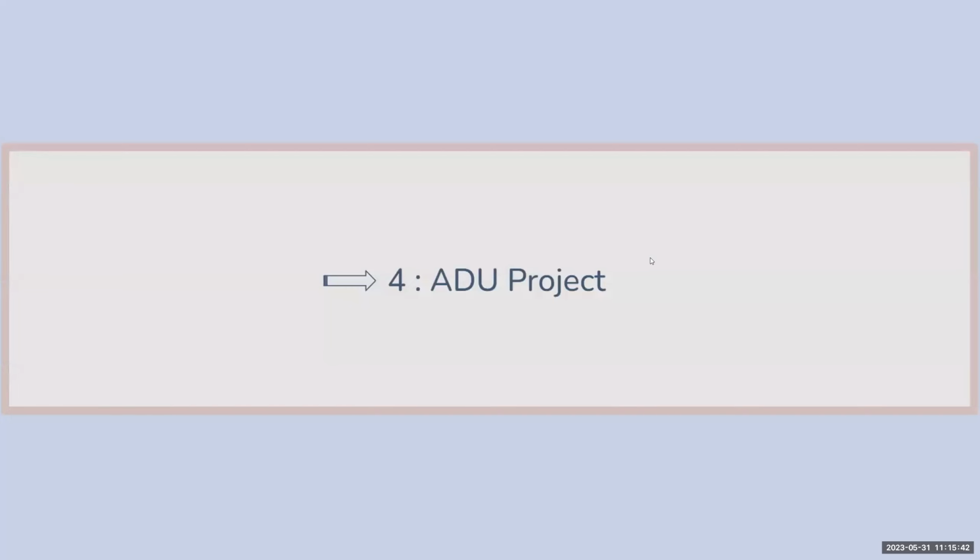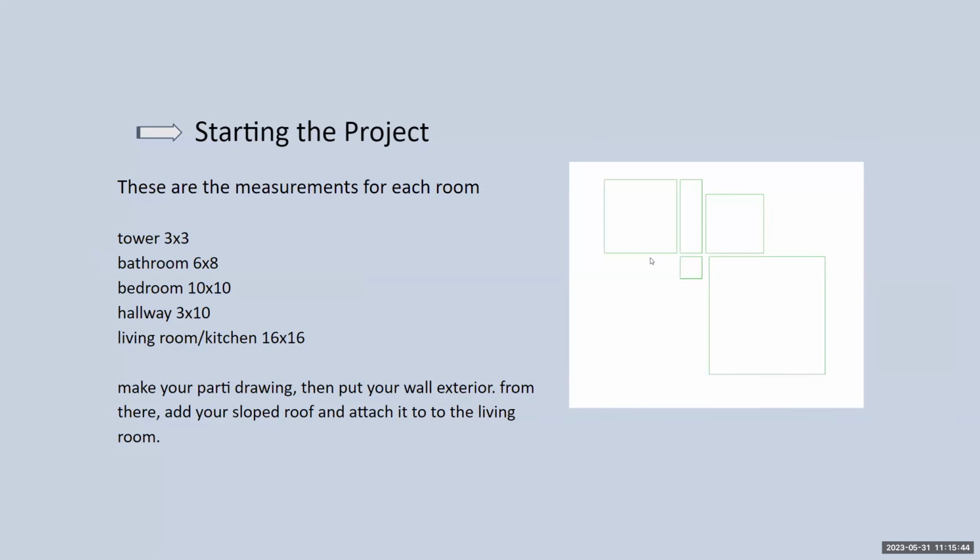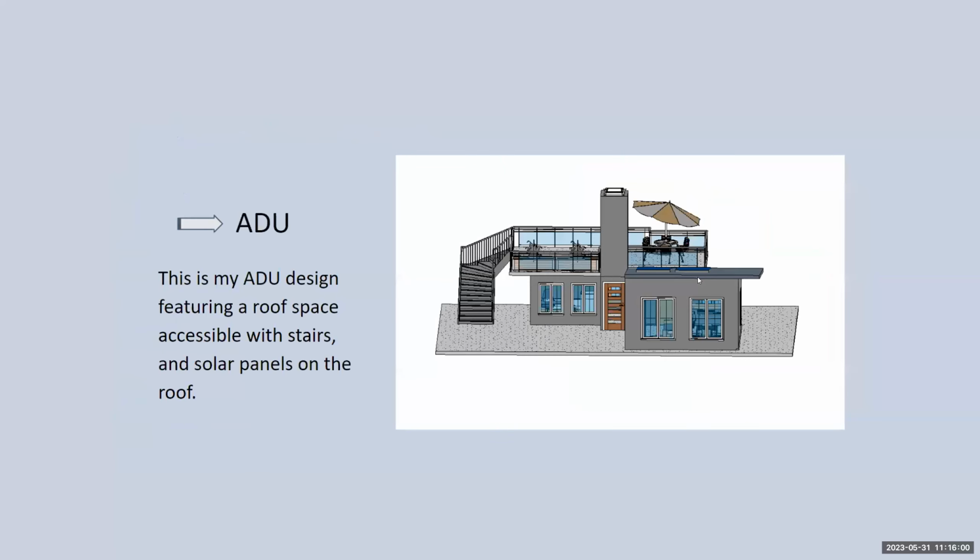Okay, ADU project. So starting the project, these were the measurements for each room. You make your party drawing, then put in your exterior walls, and then from there you would need to add your sloped roof. And yeah, this is my design.